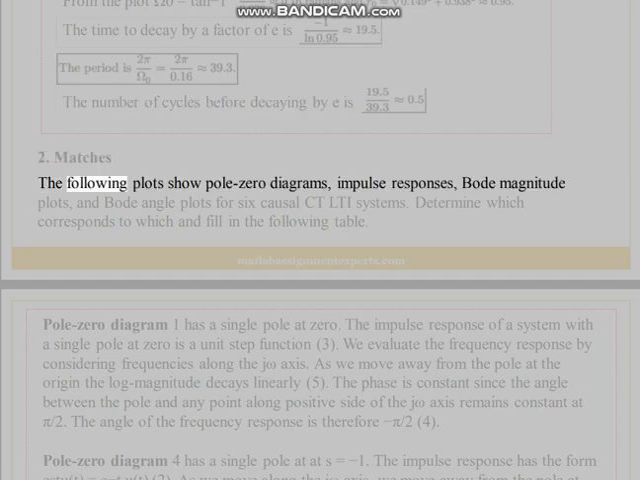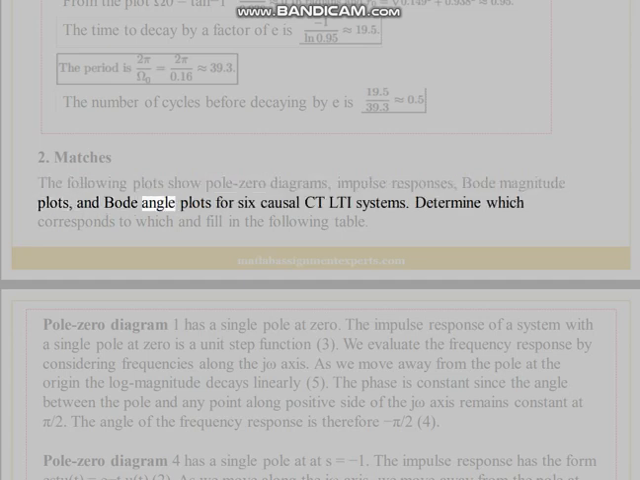2. Matches. The following plots show pole-zero diagrams, impulse responses, Bode magnitude plots, and Bode angle plots for 6 causal CT-LTI systems. Determine which corresponds to which and fill in the following table.